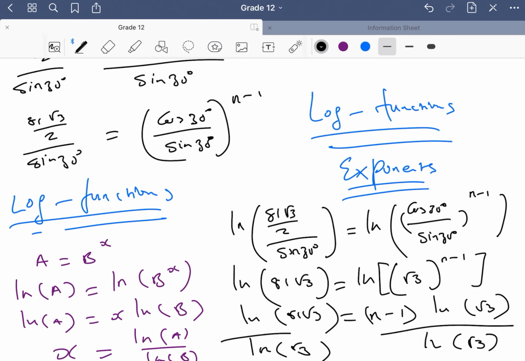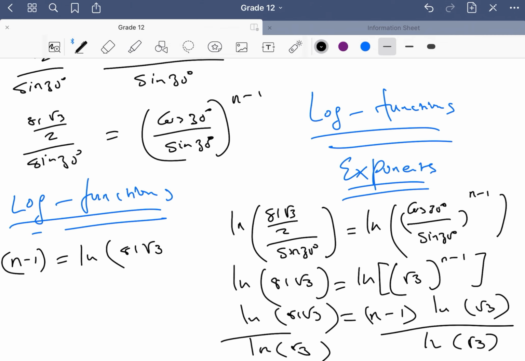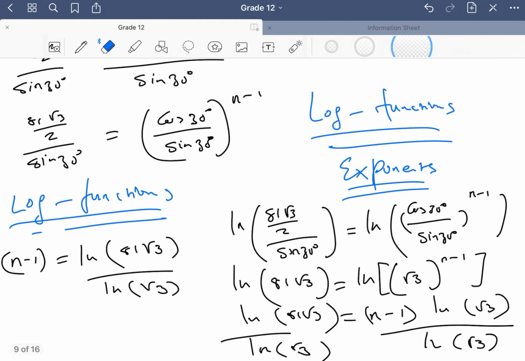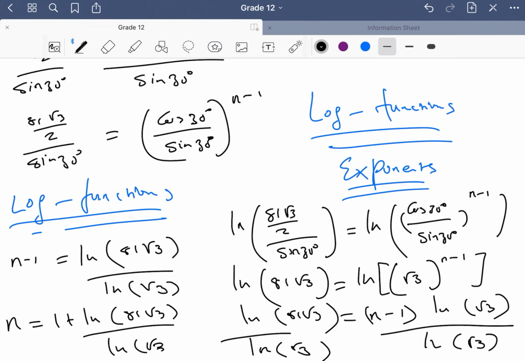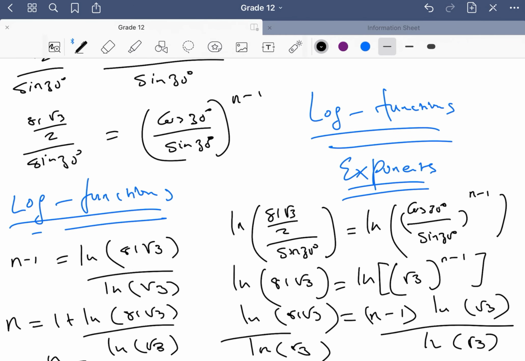Okay, so what you're gonna have is n minus 1 is equal to ln 81 root 3 over ln root 3. Okay, you don't have to write this bracket. n minus 1 is always going to be n minus 1, so you don't have to write the brackets. And you can take that negative 1 to the right hand side, becomes positive, so n is equal to 1 plus ln of 81 root 3 over ln of root 3. And that's your answer. You can punch this in your calculator and see what you get.